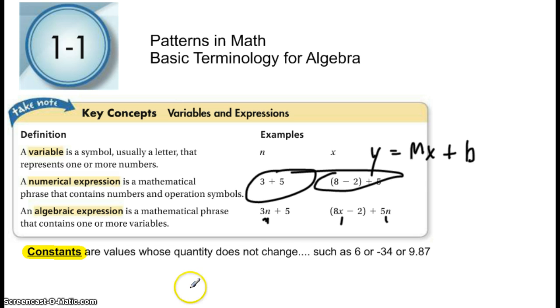Constants are values whose quantity does not change, such as the number 6, negative 34, 9.87, any number, like radical 2, something like that. Any of those numbers are just constants, and that is it.